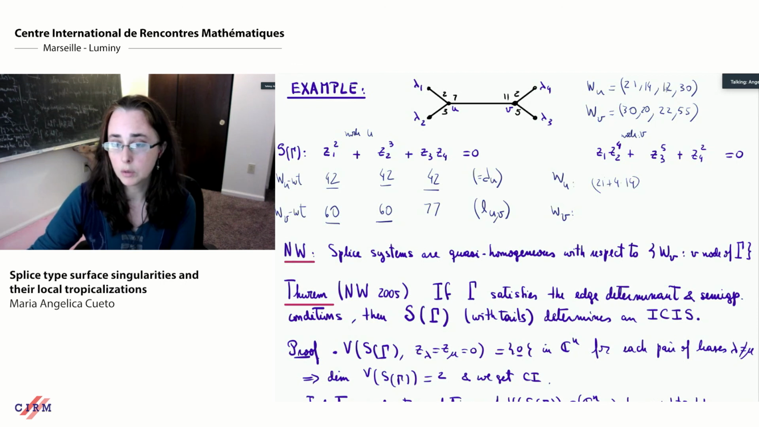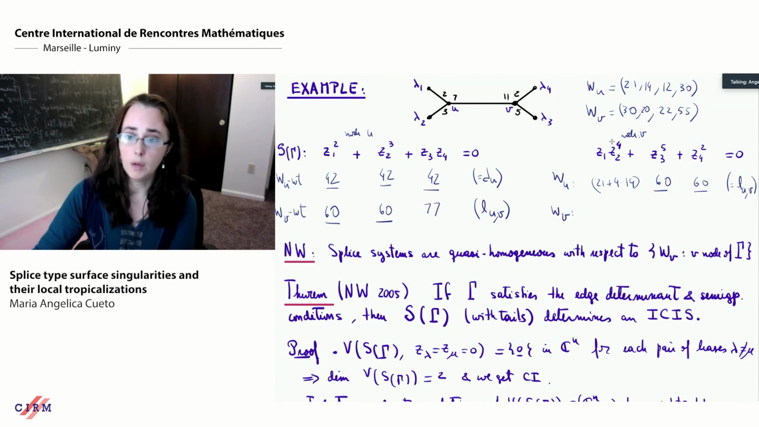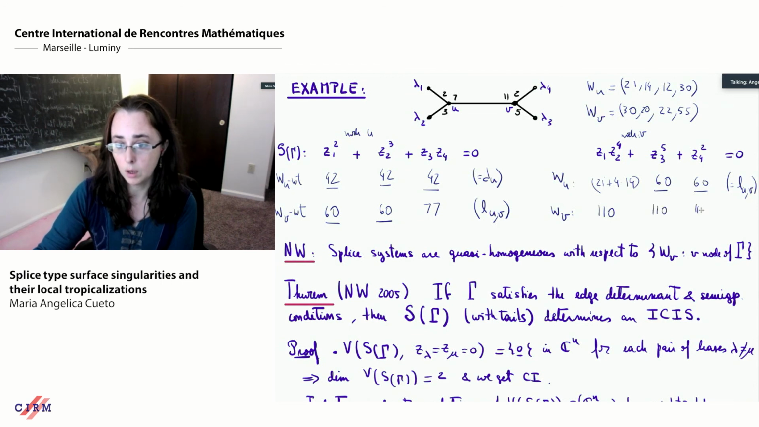Then in the second situation, I'm going to have 5 times 12, which is 60. And in this situation, I have 2 times 30, which is again 60. And 60 beats this other weight. And again, this is precisely the linking number of U and B. And if you consider the second weight vector, the one associated to the same node, then in this case we're going to get all the monomials having the same weight, namely 110. And this again is the quantity dV that we were mentioning.